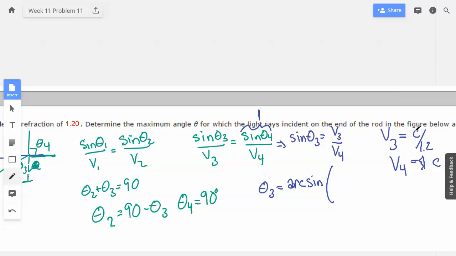So then we have c divided by 1.2 divided by c, and the c's will cancel out. So then we're going to be taking the arc sine of 1 over 1.2. Which makes sense, because when you take the arc sine of something, it should be less than 1. So this gives us theta 3.